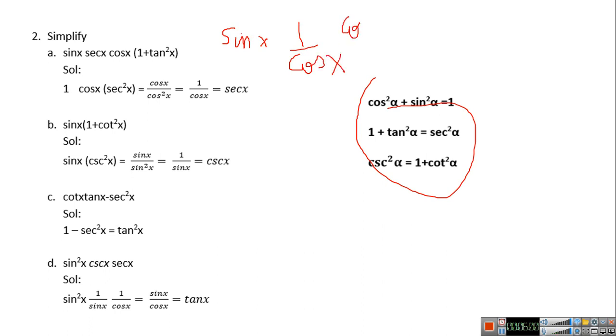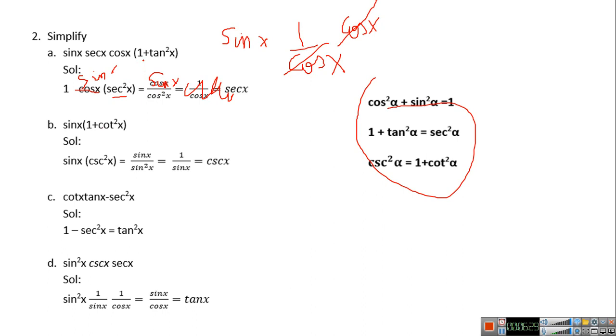Cosine, so cancel both. What remains? It remains 1 times sine x. Here I have sine x, sorry. So sine x times 1 plus tangent square, you can know this is secant square x. So you're going to get sine x over cosine square x. Here we cannot do anything. So it's sine x over cosine square x.